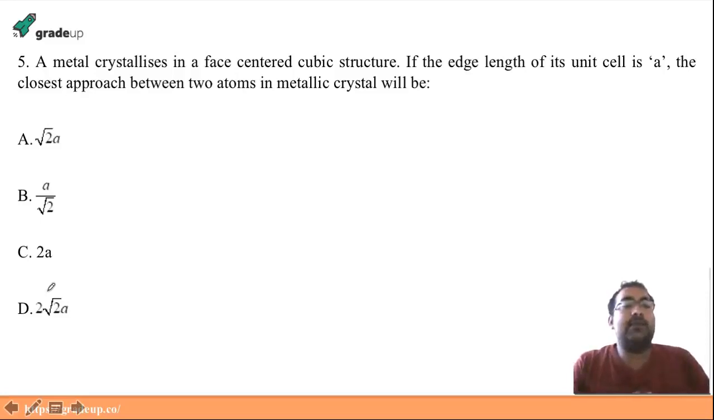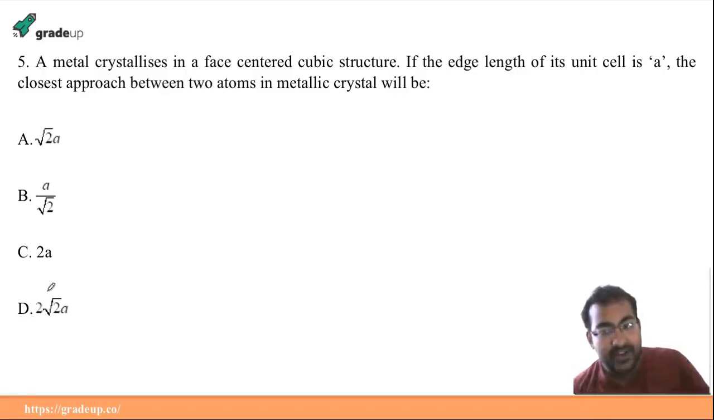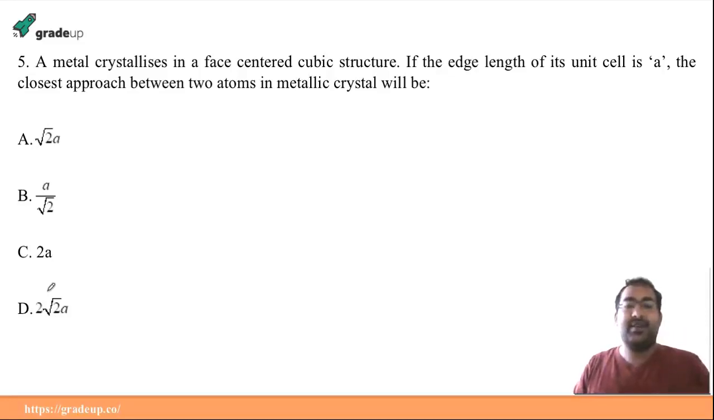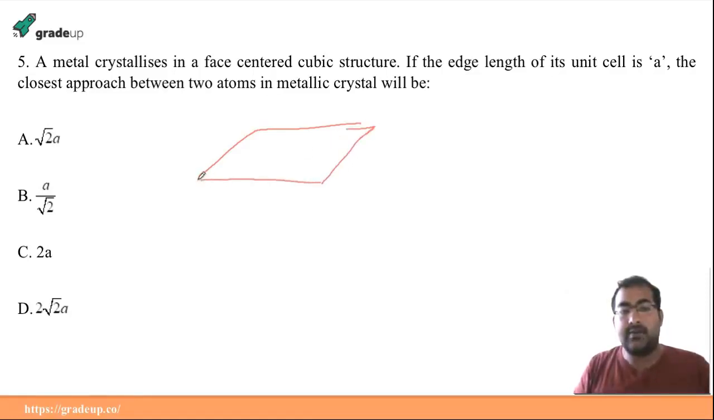Okay. So a metal crystallizes in a phase. Okay, this type of question every year you tend to get one. Most of the time it's BCC. This year it's FCC. So let's discuss this one. The metal crystallizes in a face-centered cubic structure. So what's a face-centered cubic structure? You have this kind of geometry.